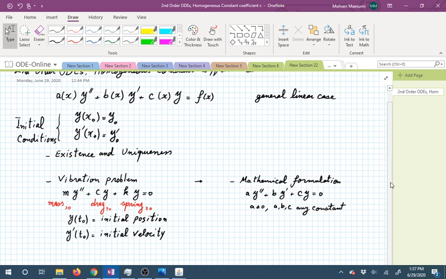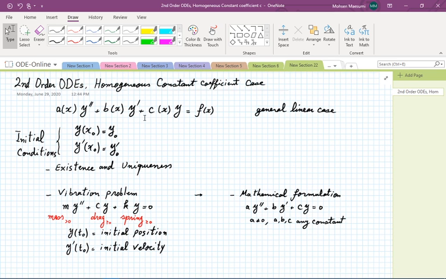So, the general second order linear equation has the following format. Some function of x times y double prime plus some function of x times y prime plus some function of x times y is equal to another function. This is the general linear case. Typically, these types of problems are not easy to solve, so we are going to specialize on what we can do at this stage.